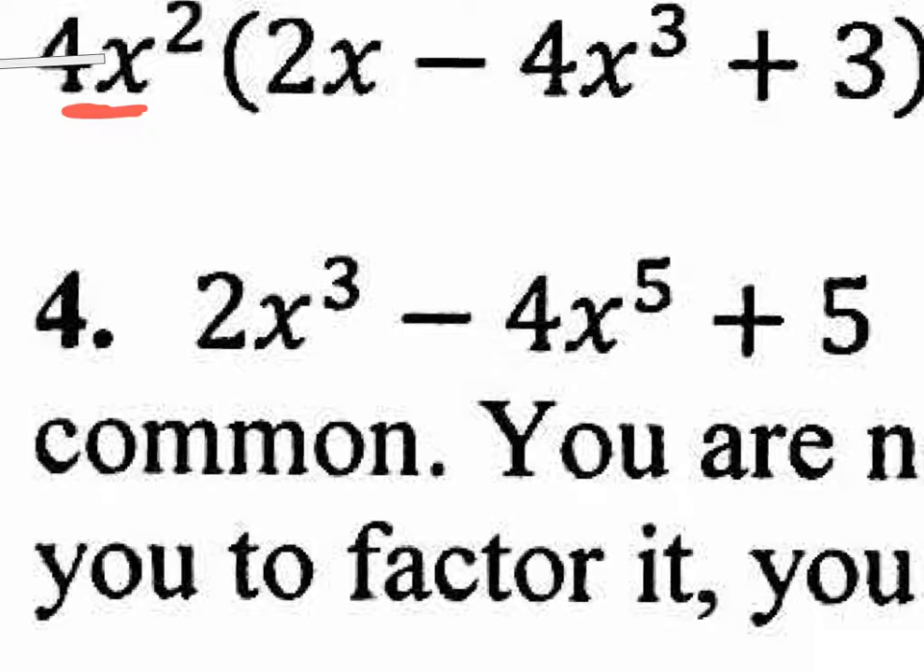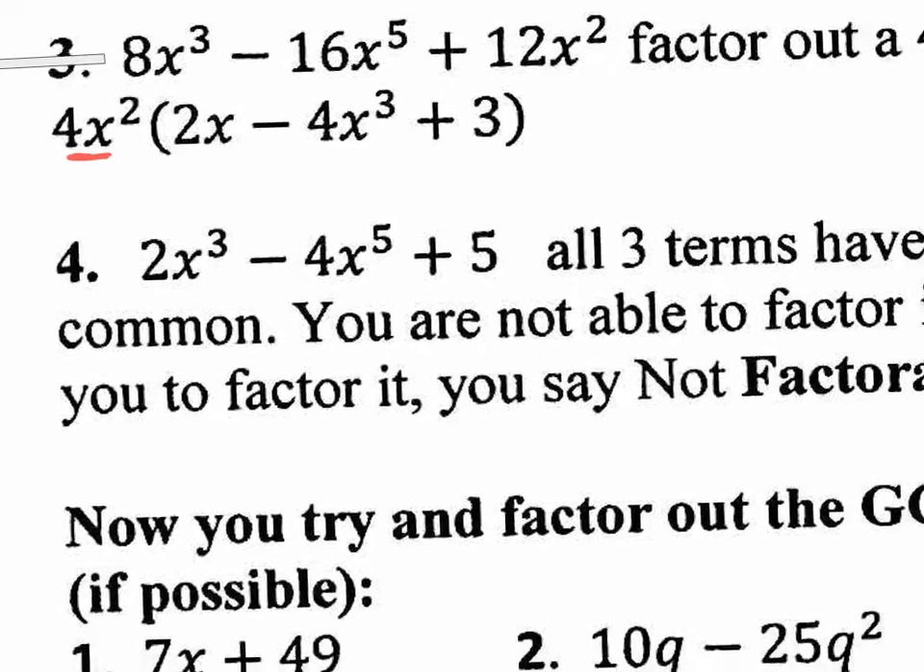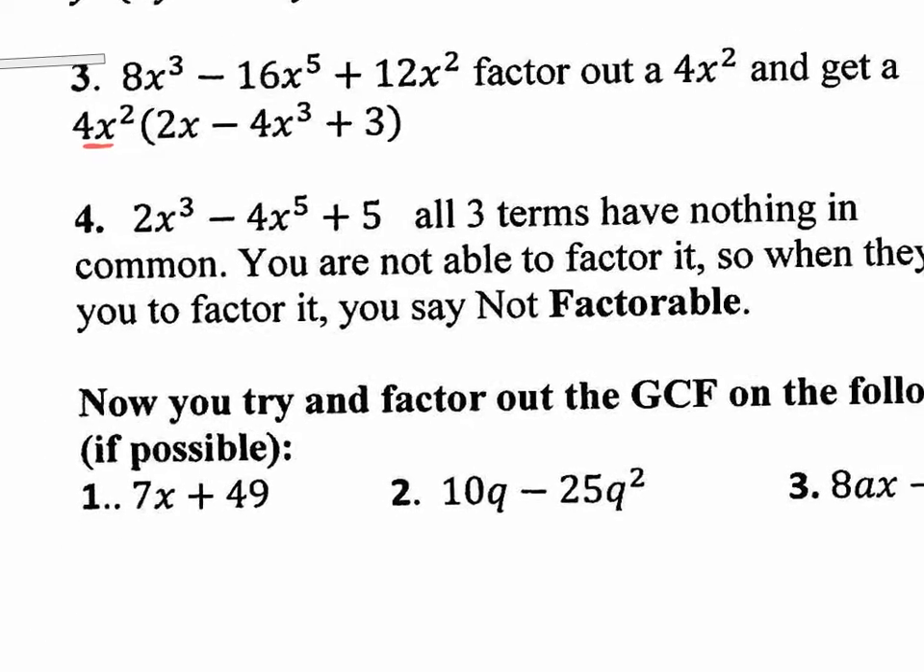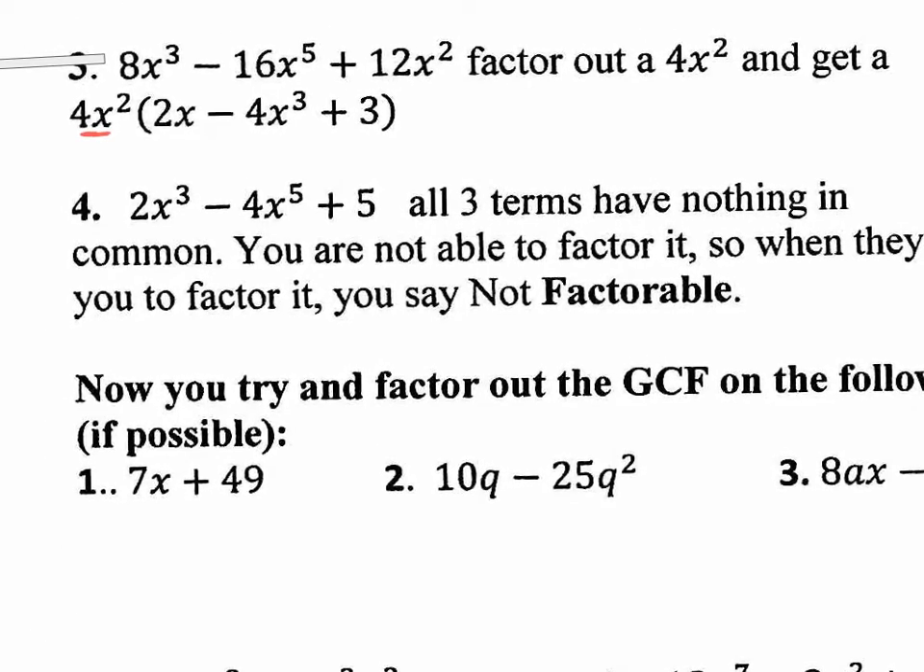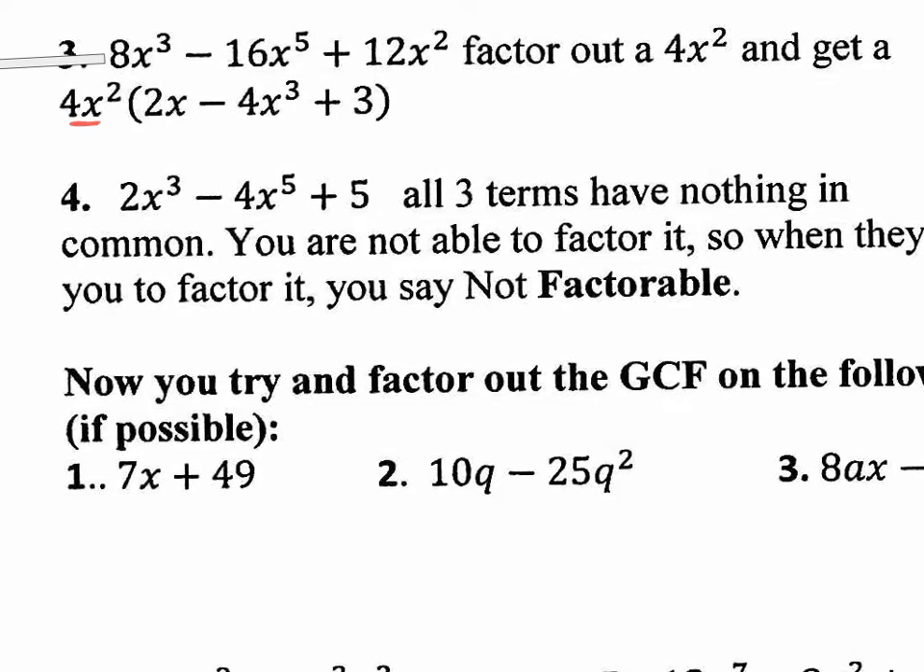Right here, if we read along, what it says is all 3 terms have nothing in common. You are not able to factor it. So when you're not able to factor it, you say not factorable. Okay, so that's your answer. If I tell you factor this and you can't really factor anything, you just say not factorable.